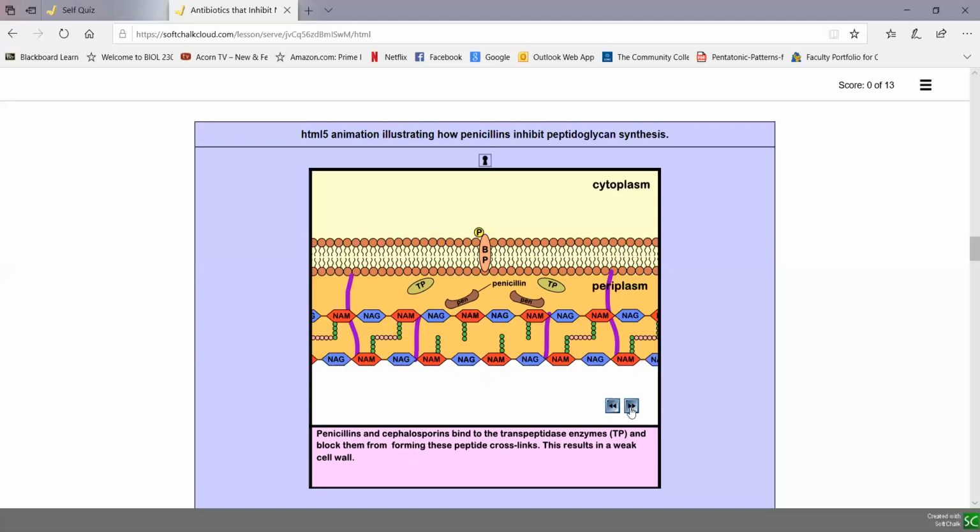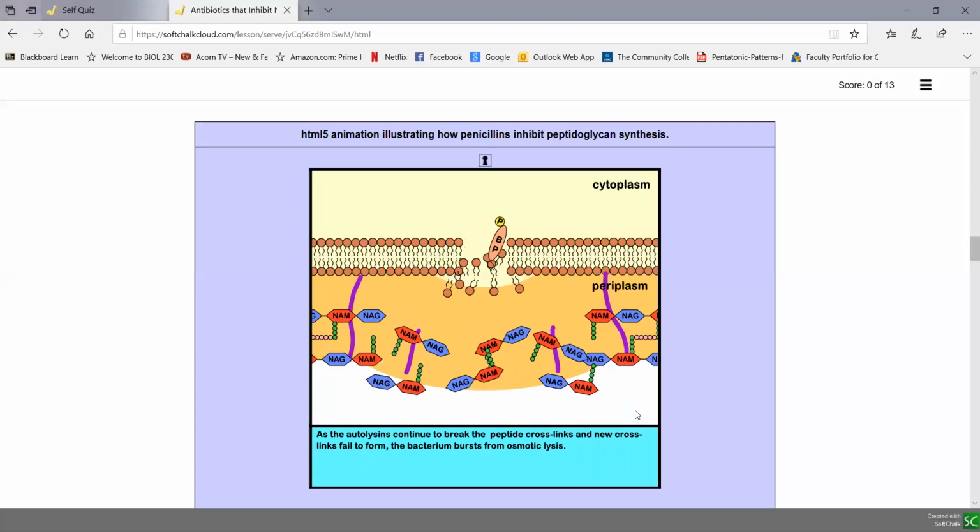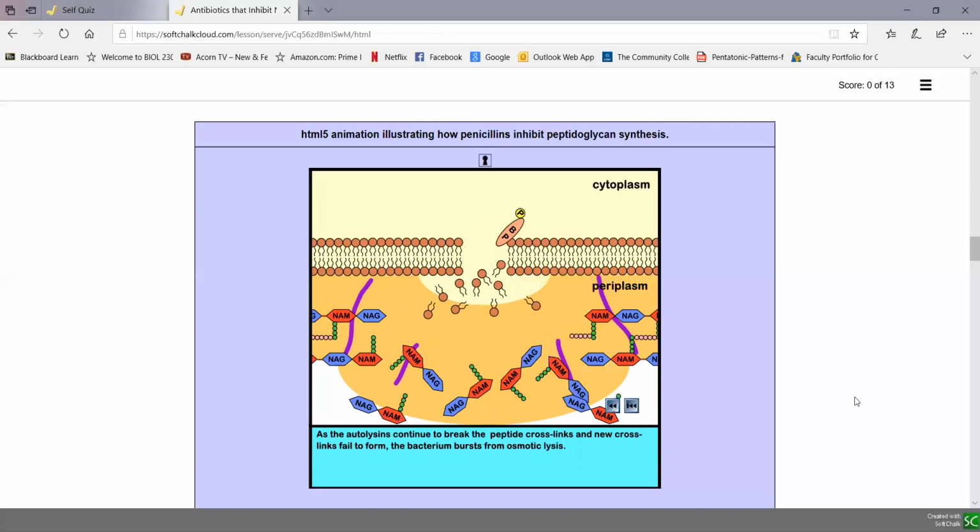Now, what penicillin does and what cephalosporins do is they bind to transpeptidase. And when the drug binds to the enzyme, it can no longer form the cross-links between the rows and between the layers of peptidoglycan. So now the wall is relatively weak because it lacks these peptide cross-links. And as autolysins continue to break down the cell wall, but no cross-links form, eventually the wall becomes weak and the bacteria burst from osmotic lysis.